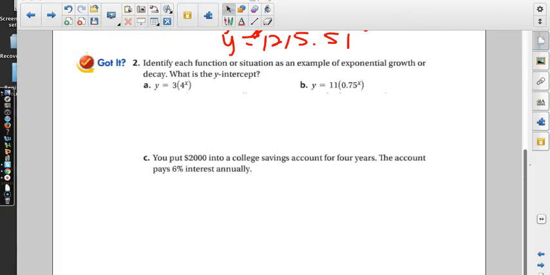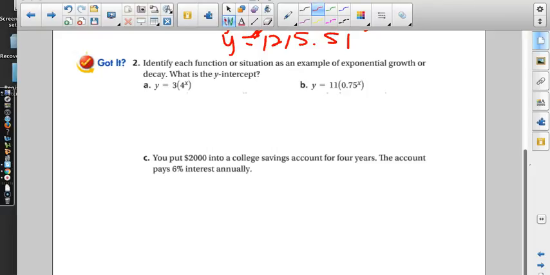I think there's a couple of groups that are just kind of finishing up their conversation about C down here. But what did you get for A? Is that one growth or decay? Growth. Y-intercept? 0.3. How about B?